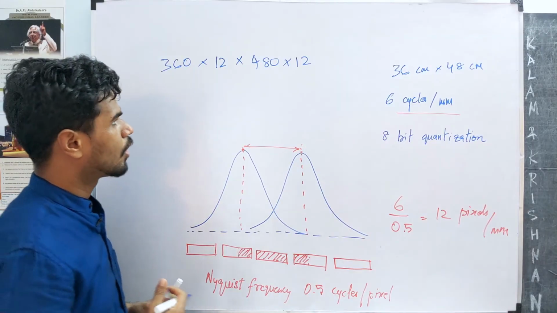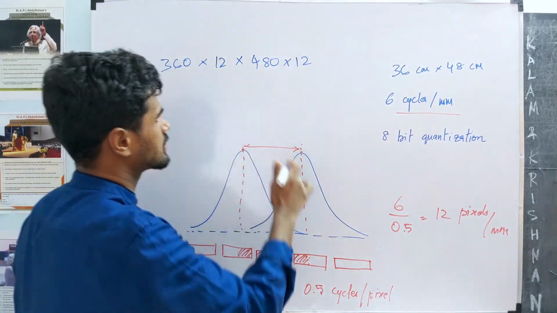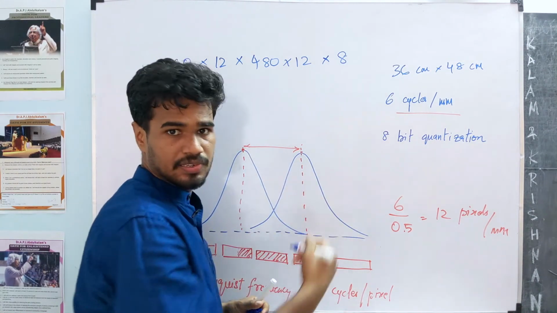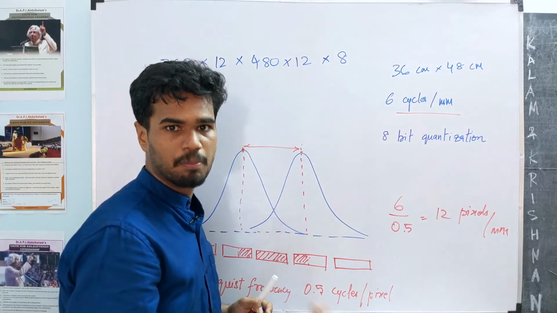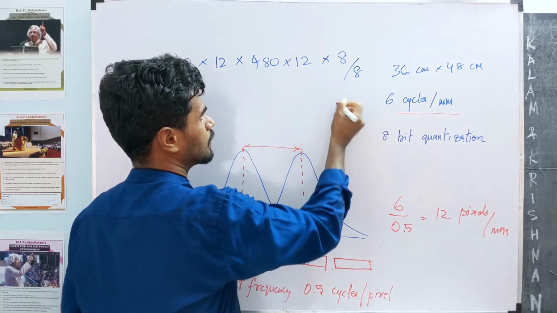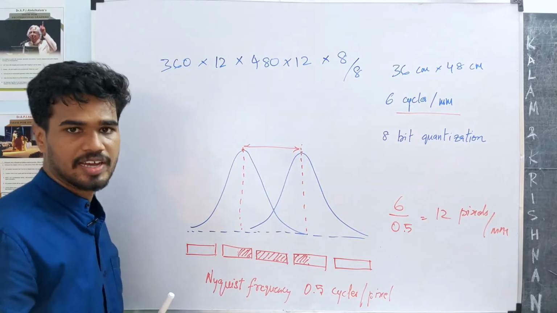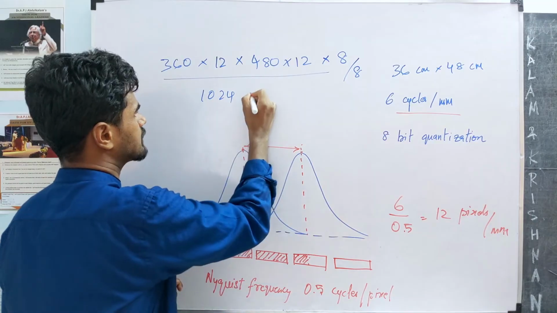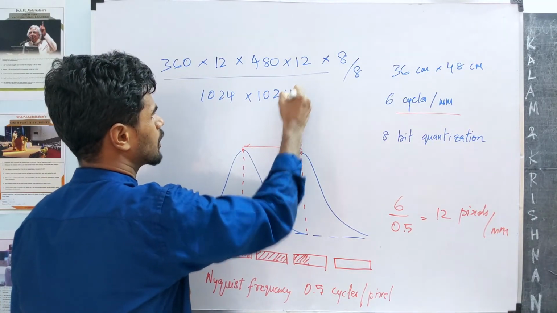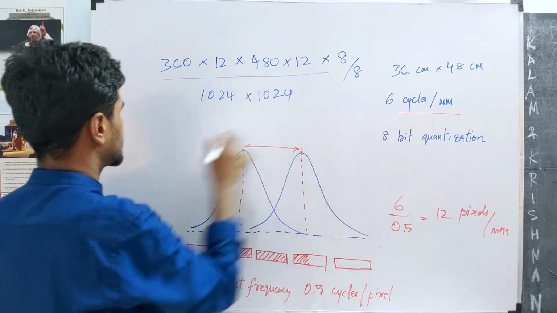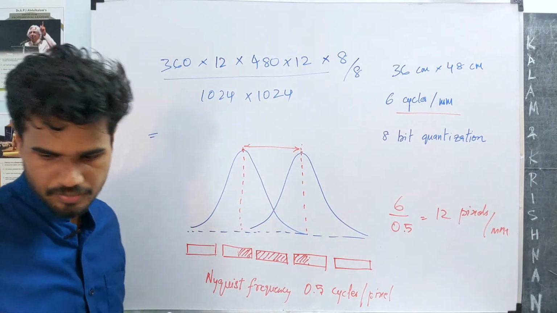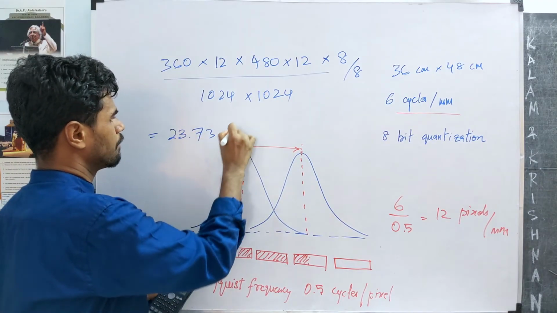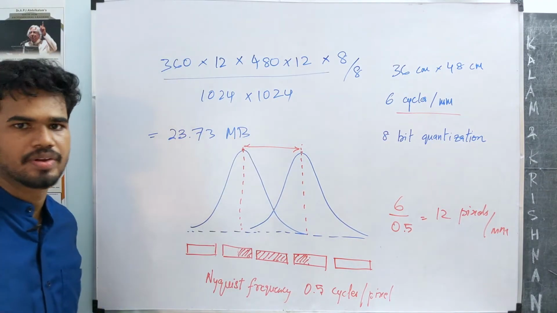And how many bytes correspond to these pixels? It's an 8-bit quantization, so it's times 8 bits. But ultimately we want things in bytes, so divide by 8. That gives the number of bytes, and we want the answer in megabytes. So divide this by 1024 to get kilobytes, divided by 1024 again to get megabytes. So this turns out to be 23.73 megabytes.